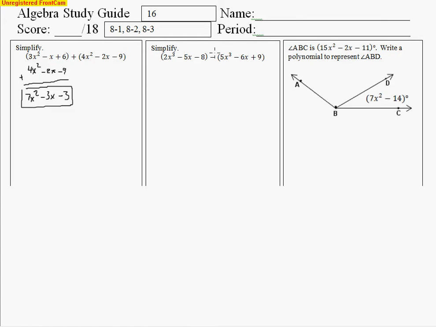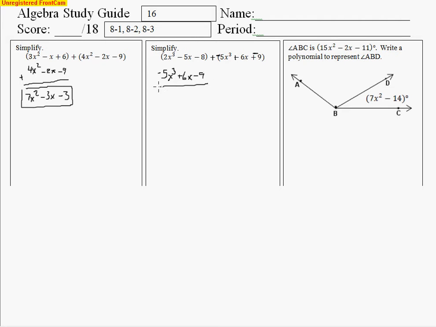Taking a look at our next problem, we have to subtract. And so whenever I subtract, I'm going to change this to an addition problem. Now when I do that, all the signs are going to switch inside the second set of parentheses. And so I add the opposite, and then I'll go ahead and rewrite the terms I can collect. So I've got the negative 5x to the third, and the positive 6x, and the minus 9.